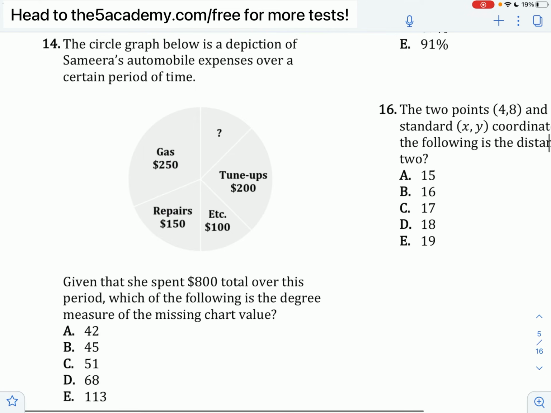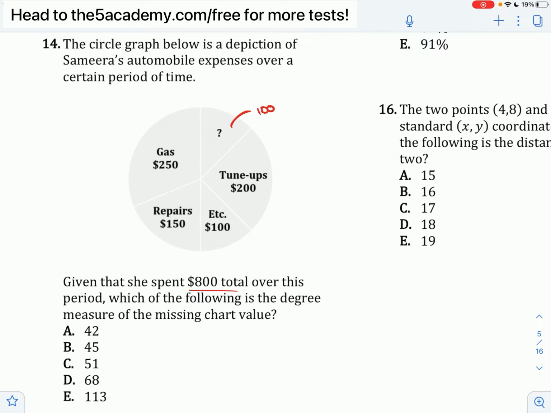The circle graph below is a depiction of this person's automobile expenses over a certain period of time. Given that she spent $800 total over this period, which of the following is the degree measure of the missing chart value? Okay, so the first thing I can do is find that value by just subtracting. I can take 800, and then subtract 250, and 150, and 100, and 200, and I end up getting 100 for that portion right there.